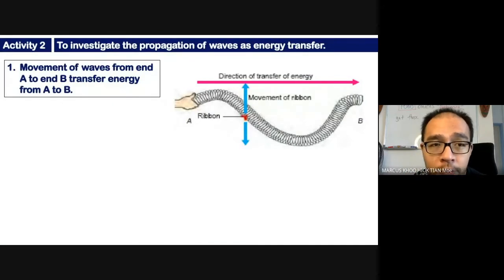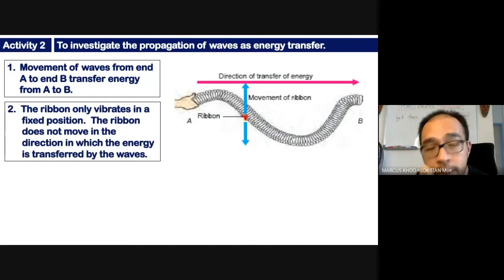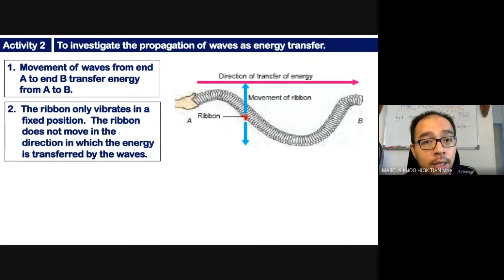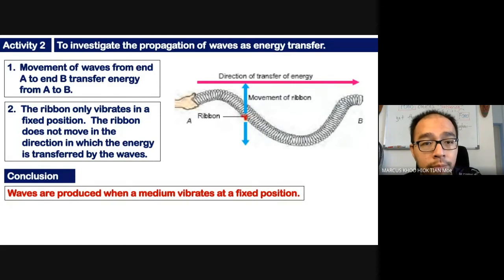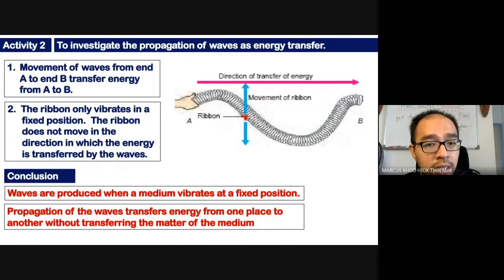So the movement of waves from A to B transfers the energy from A to B. But the ribbon only vibrates in a fixed position. The ribbon that you see in this picture is only going up and down, up and down. So the ribbon does not move in the direction in which the energy is transferred by the waves. So what we can conclude from this is waves are produced when a medium vibrates at a fixed position. Propagation of waves transfers energy from one place to another without transferring the matter of the medium.